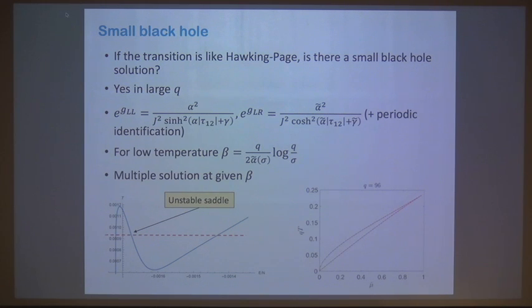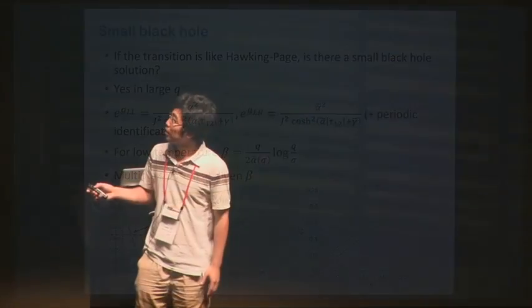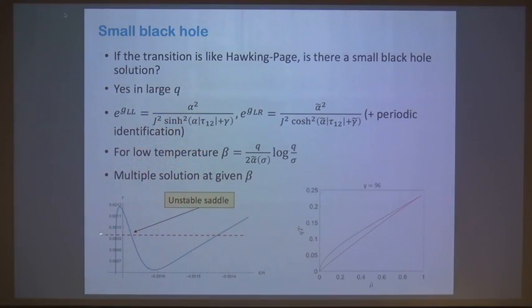And similar to the Hawking-Page transition case, the small black hole phase is actually stable if you look at the microcanonical ensemble. So let me explain that. This is a curve that just shows the solution in large Q. I won't go into details, but this is a parameter that parameterizes the correlation length in time, and it parameterizes our solution. But the temperature is not a monotonic function of that parameter. So that's why at a given temperature within this range, you have multiple solutions.